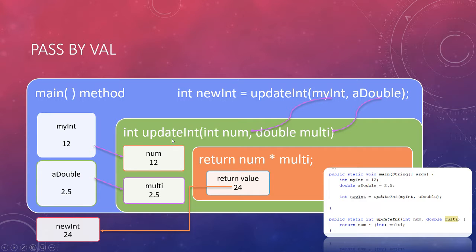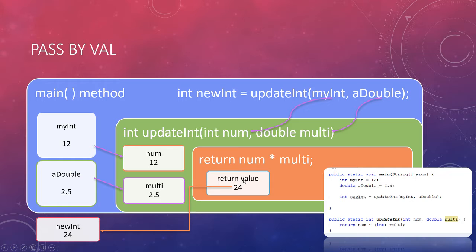While we're working in our updateInt method, we've given them new names, but we are actually working with a copy in memory. So if we were to update those variables in our updateInt method, it wouldn't matter. Those values would not be updated. That update would not be reflected in our main method.